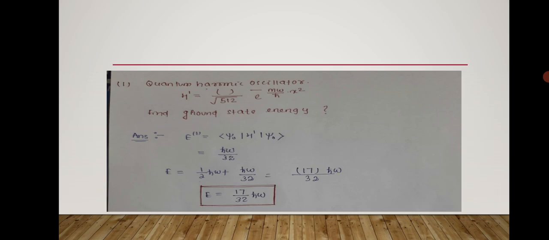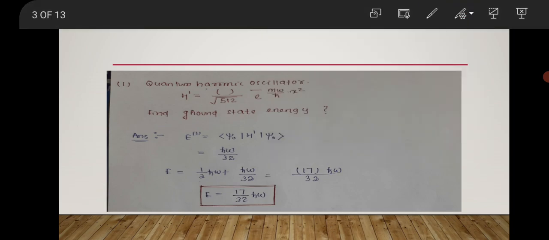Then this is a quantum mechanical problem from the perturbation theory of the 1D quantum harmonic oscillator. The question stated that the perturbation Hamiltonian was given with some constant, like 1 by root over 512 e to the power minus m omega by h cut x square. Then what will be the total ground state energy of the harmonic oscillator?